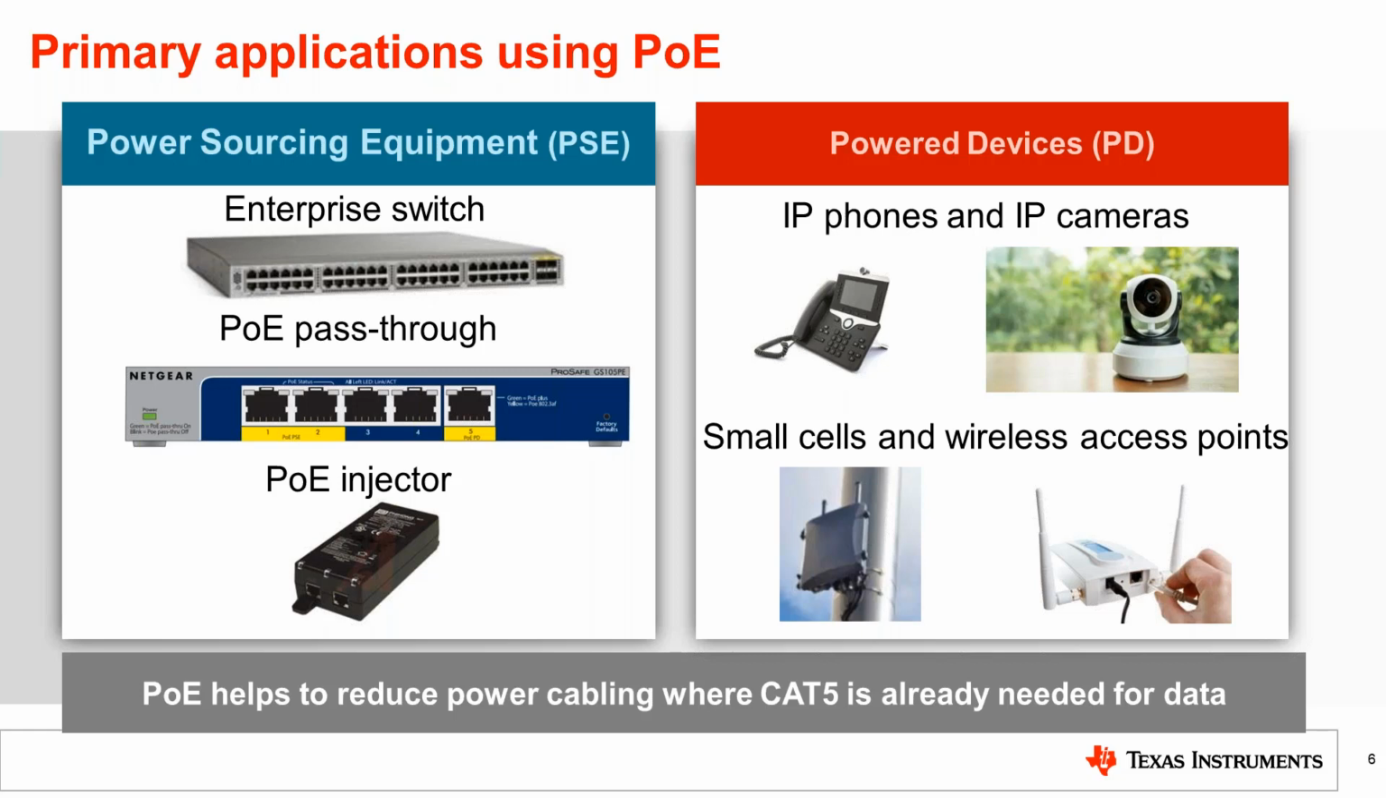So I wanted to highlight some of the primary applications that use PoE today, and then highlight some of the emerging applications that I'm starting to see for PoE. As I touched on earlier, some of the primary applications that use PoE are enterprise switches, as well as PoE pass-through and injectors. These pass-through and injectors are really adding power to existing solutions that are sending data over a Cat5e cable today. So these are used to inject power over that same cable. On the load side, traditionally it's IP phones, cameras, access points, and small cells.